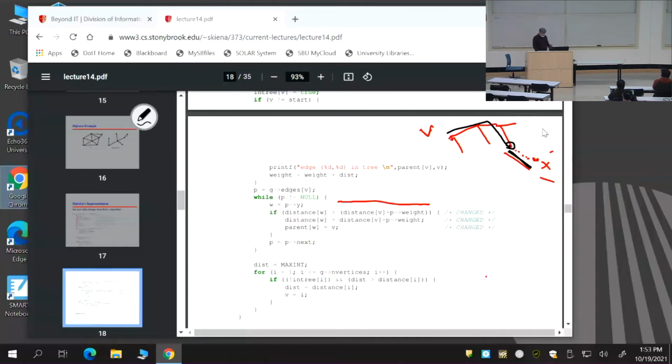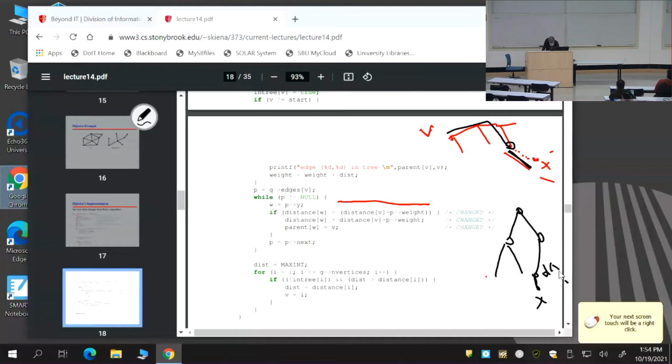Let's imagine a world where, if you're trying to find the shortest path to a node, yes, you'd like the last hop to be short. But it isn't the weight of the last hop that tells you whether it's good. It's the cost of getting to Y plus the weight of the edge XY. And this idea is reflected in this line.